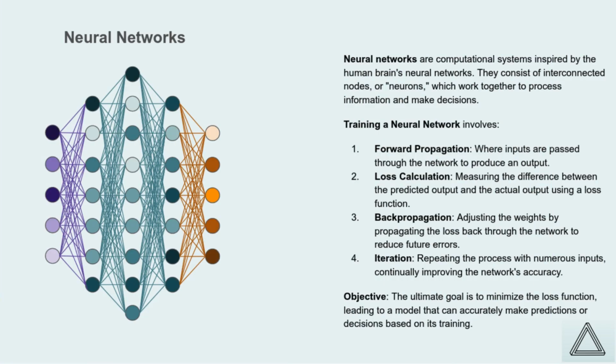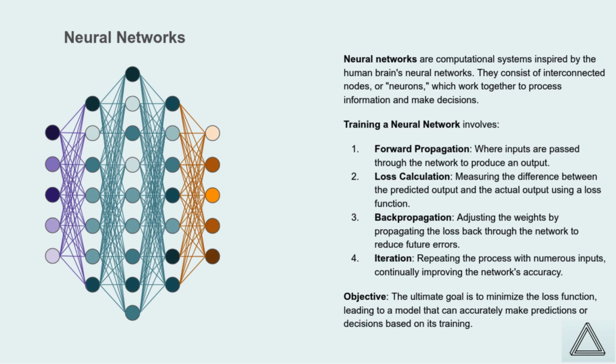On our screen is a schematic of a neural network, alongside a brief overview of its operational mechanics. Neural networks are computational architectures that mirror the human brain's network of neurons. They are composed of layers of nodes, each layer capable of performing complex computations. By simulating the synaptic connections of biological neurons, these networks process information and make decisions. The training of a neural network is a structured and iterative process that involves several key steps.